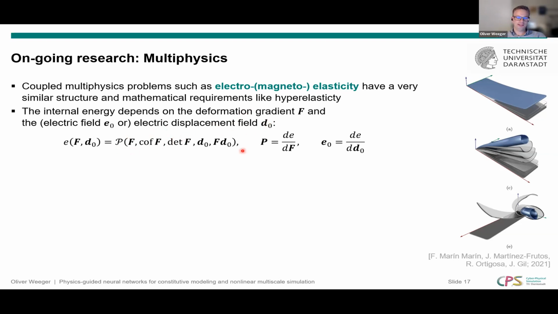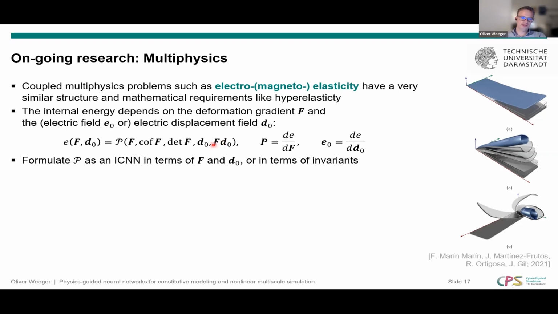There would also be multivariable convexity requirements. So here we need to have a convex function in terms of f, cov f, and det f, and also in terms of the displacement field d naught and f times d naught. So if we can formulate this as an input convex neural network, then we have all the mathematical guarantees that this is a properly formulated constitutive model.